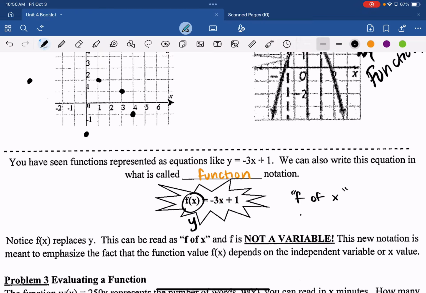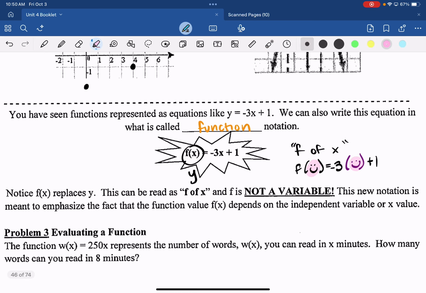So for example, if I have f of smiley face, I know I'm using this equation, but I'm going to plug in a smiley face for my x. Okay? Whatever is in here is what we plug in for x. Okay, so let's practice that.